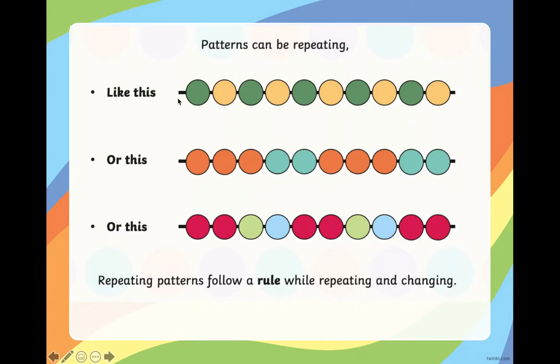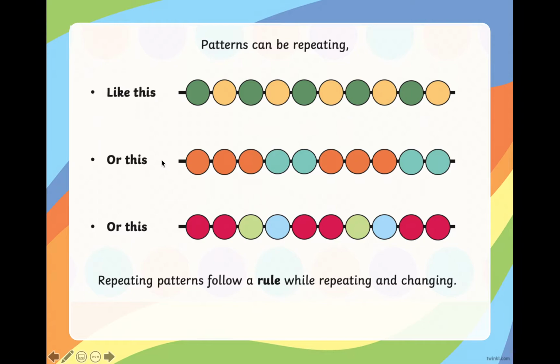Now, patterns can repeat like this. They can go green, yellow, green, yellow, green, yellow, green, yellow, green, yellow. That's a pattern that repeats 2 things, 2 different things repeating over and over again.